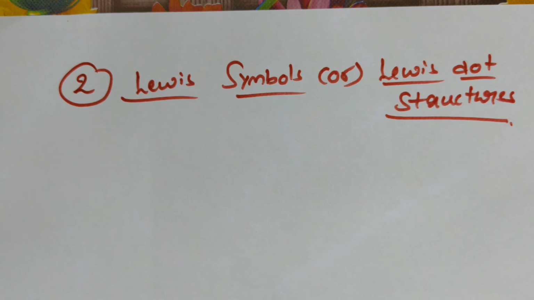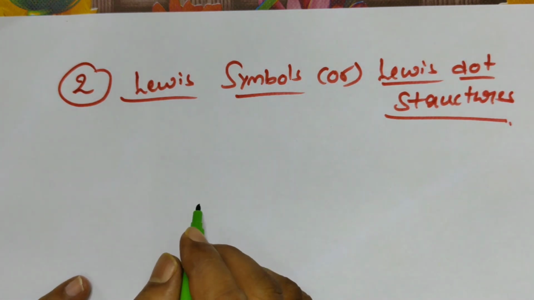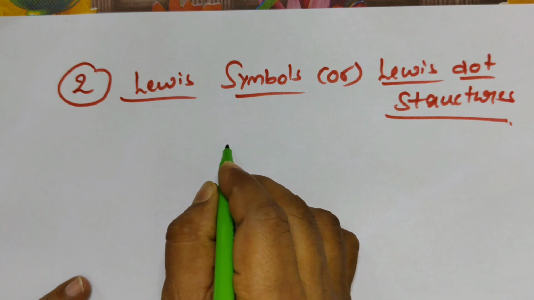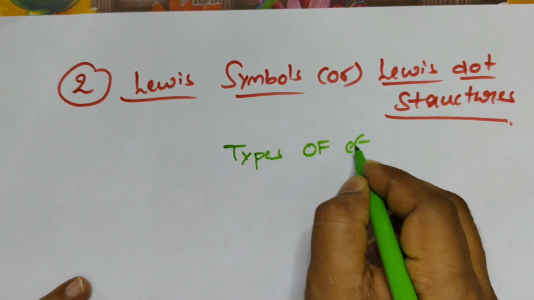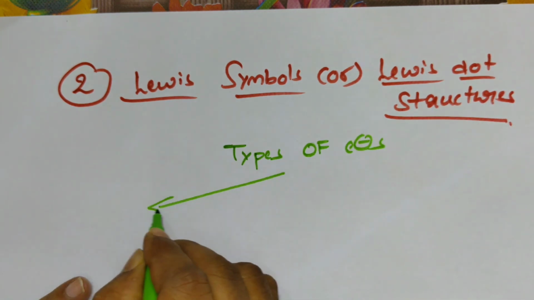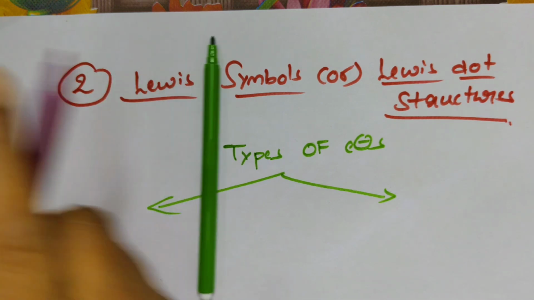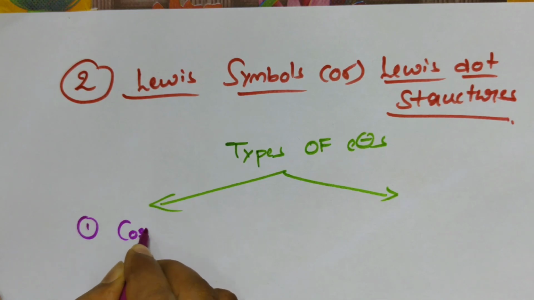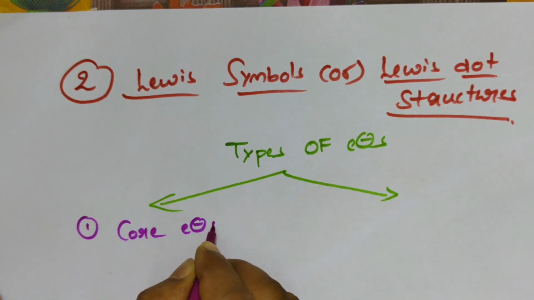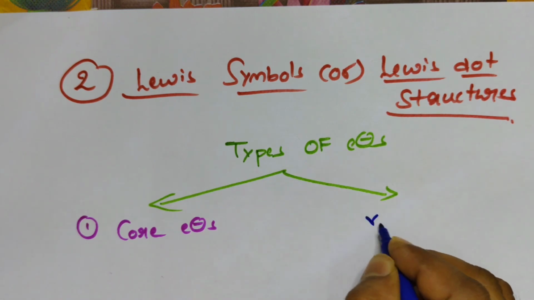Before drawing the Lewis dot structure, we must first know the types of electrons. Then only can we easily draw the Lewis dot structures. Types of electrons. Electrons are mainly classified into two types. One is core electrons. Another one is valency electrons.